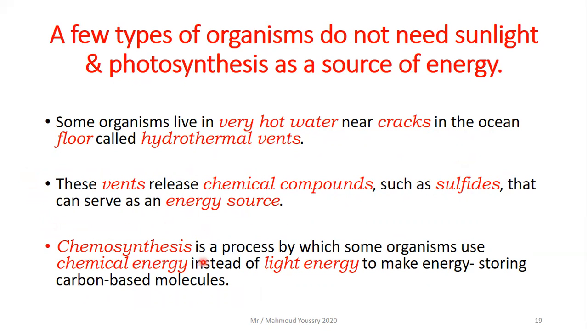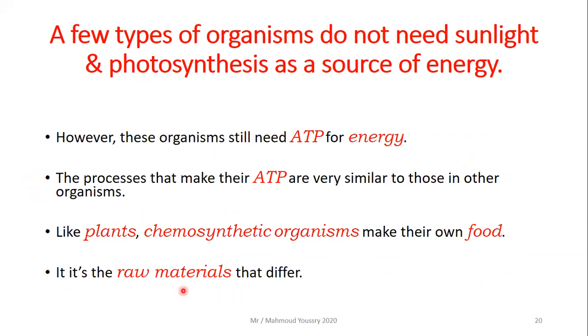Then we come to a process named chemosynthesis. Chemosynthesis is like photosynthesis, but chemosynthesis uses chemical energy instead of sunlight energy in order to produce food. Chemosynthesis is a process by which some organisms use chemical energy instead of light energy to make energy-storing carbon-based molecules.